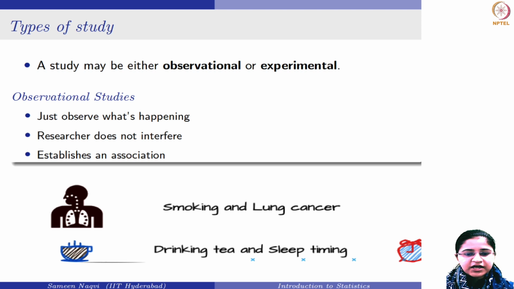The next study can be where you want to investigate the relation between drinking tea and sleep timing. We all often say that if a person drinks tea late at night, then the sleep timing also gets postponed. Now, to investigate this, suppose in your community, you go around your locality and consider a group of individuals and then ask them questions on their sleep habits, such as at what time they go to bed, at what time they wake up, and what is the usual sleep duration.